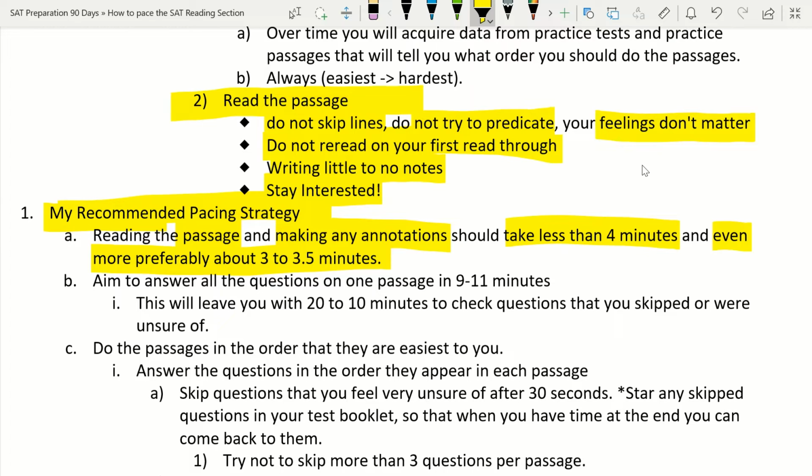Okay, the next thing, you want to aim to answer all the questions on one passage in anywhere from 9 minutes to 11 minutes. The reason you want to do that is because if you're answering all of those questions on one passage in anywhere from 9 to 11 minutes, that'll leave you with 10 to 20 minutes at the end to check your work.